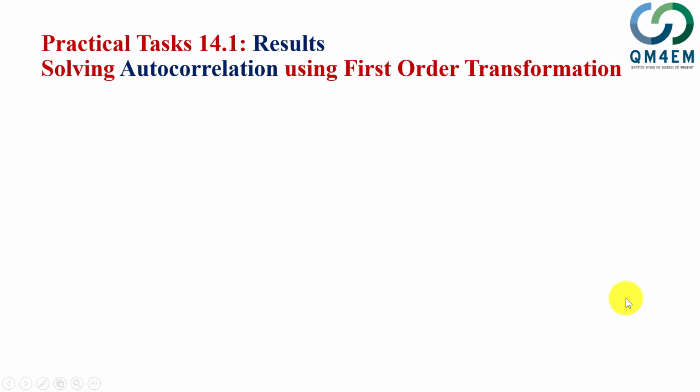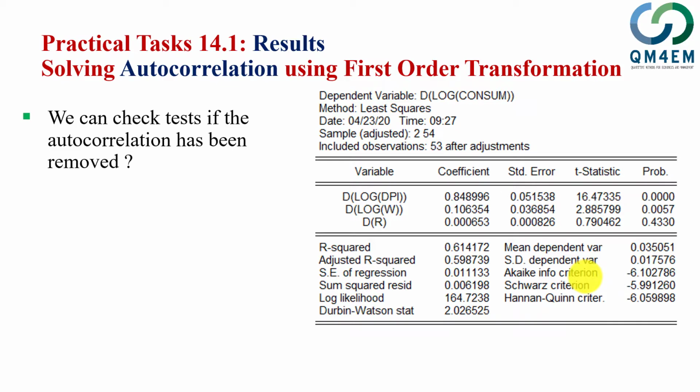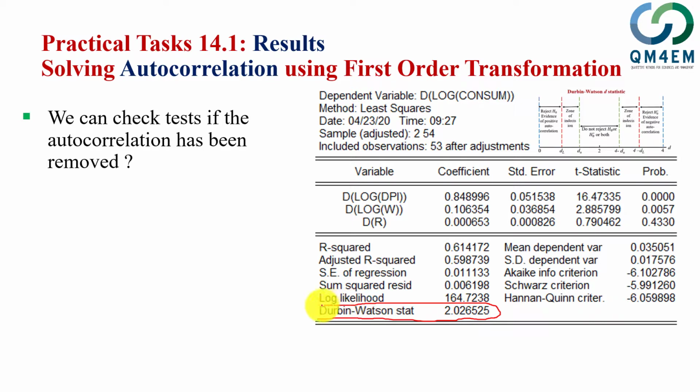So the results, once we use the first order transformation, irrespective of the three methods, we can use either of the methods to run the first difference model. This was the result of the model, and as we see the results, there are a number of things we can see, but for the time being we are not going for the interpretation. We are more interested in the problem of autocorrelation. So we already know that the Durbin-Watson D statistic shows autocorrelation, and we can see here the value of the Durbin-Watson D statistic is close to 2.